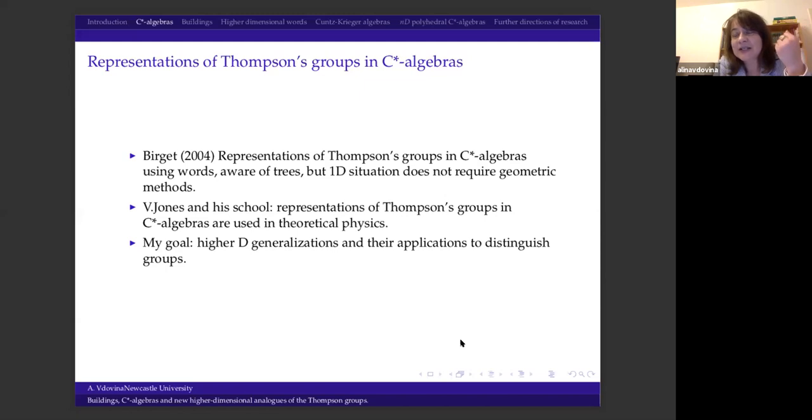What I would like to start explaining is that if we think about higher dimensional realizations of Thompson groups in terms of prefix codes, then the geometry becomes essential, because it's quite difficult to continue to work only with algebraic objects, especially in dimensions 3 and higher. Another appearance of Thompson groups in sister algebras is in the work of Vaughan Jones and his school on theoretical physics. This is very interesting, and I would like to understand more, because these connections seem quite interesting.